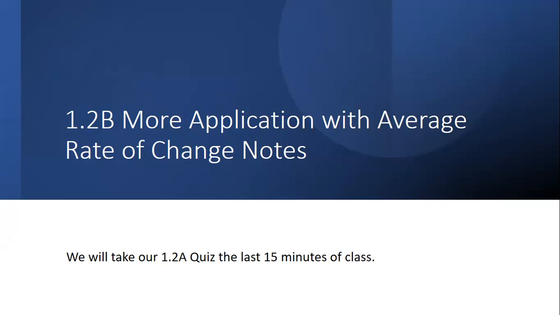We're on 1.2b, more applications with average rate of change. So before we've been focusing a lot on tables, right? Looking at tables and analyzing tables for average rate of change. Now we're looking at more of the graph and then diving a little bit deeper into what the words are.